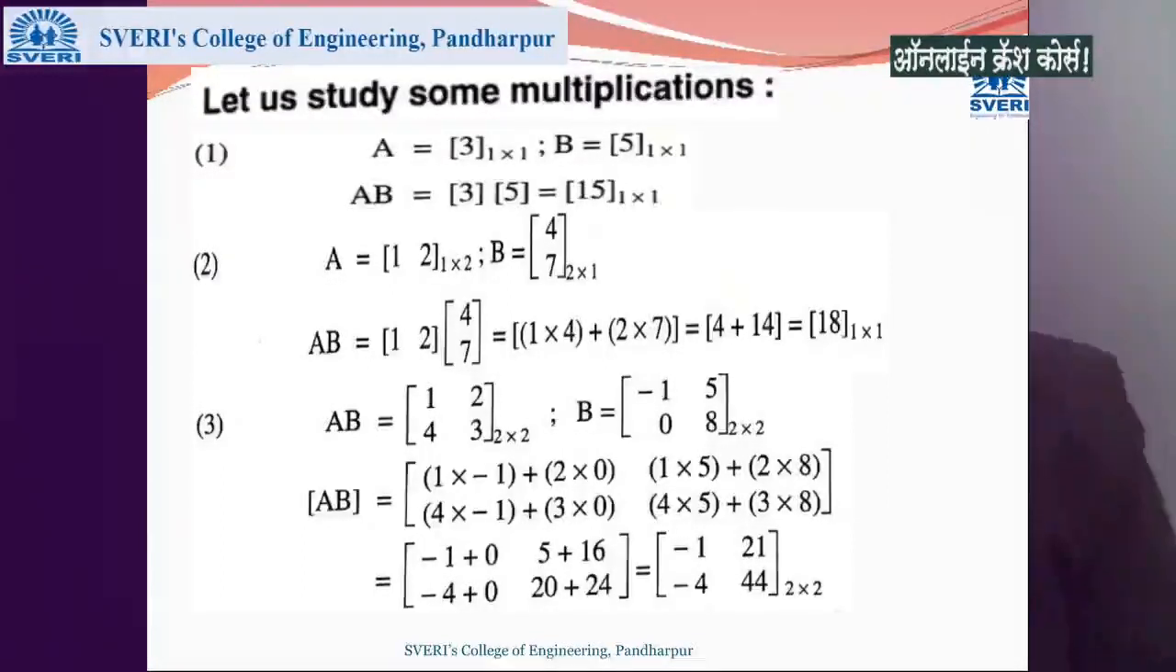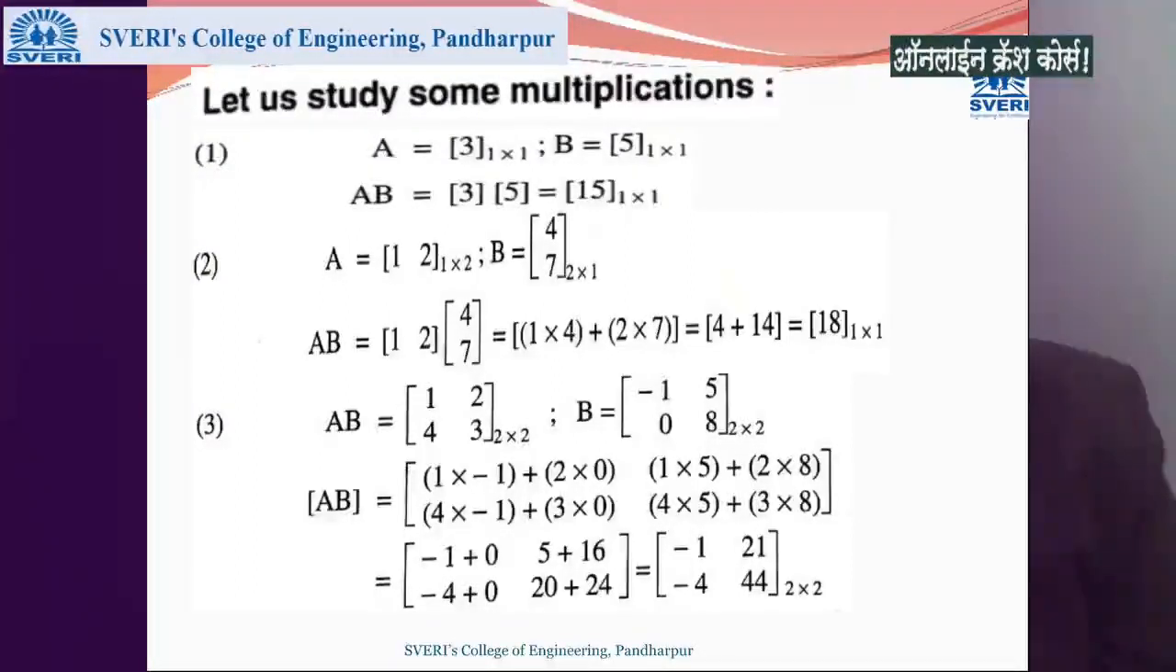The next, A with elements 1, 2 and B with elements 4, 7. A is a row matrix, B is a column matrix. Then how to multiply? First element with first element, second element with second element. So 1 into 4 plus 2 into 7, which gives 18.